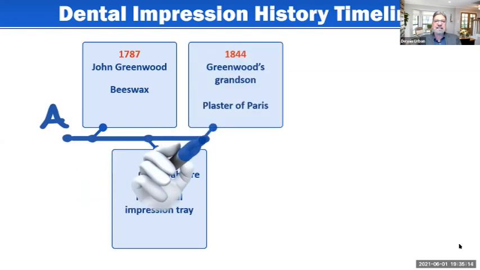And from there was 1844, and then John Greenwood's grandson utilized plaster of Paris for impressions. And I remember when I first started in dental laboratory back in 1975.